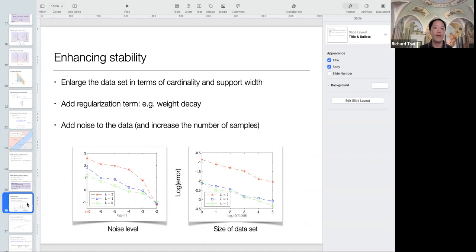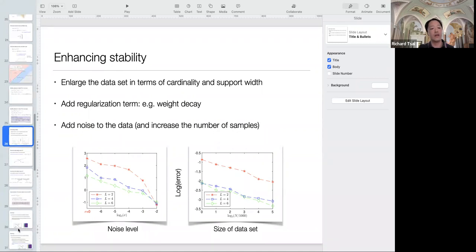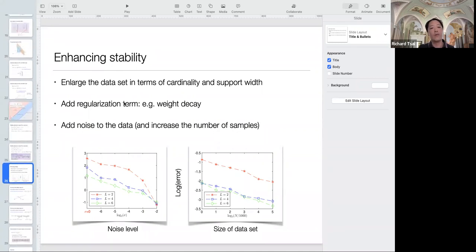We can think about what are the possible mechanisms that one can use to improve the stability of this thing. I need to finish pretty soon, and I'm pretty much done. So one possibility is to regularize the functional that we try to minimize. And the other approach would be to try to add additional noise to the data sets, as in the linear case.